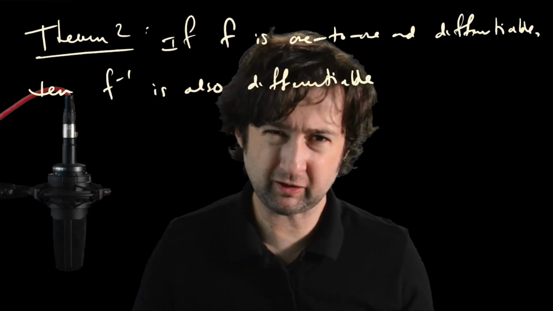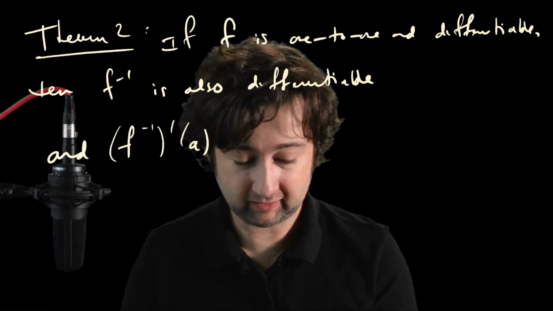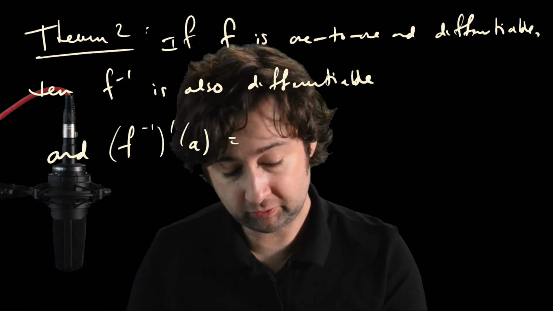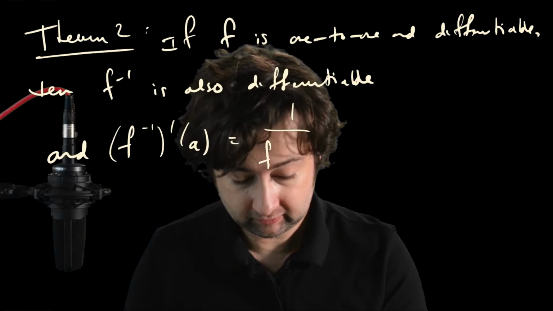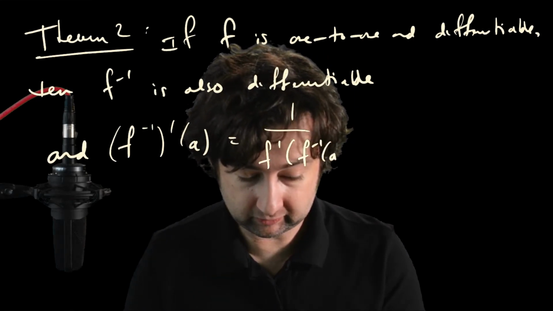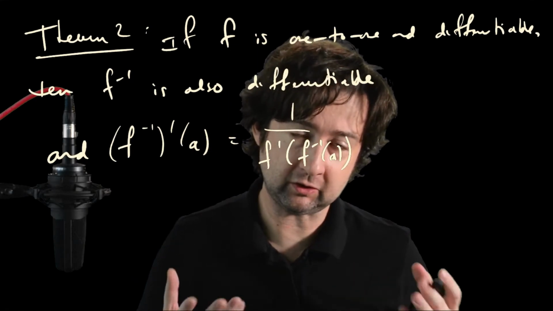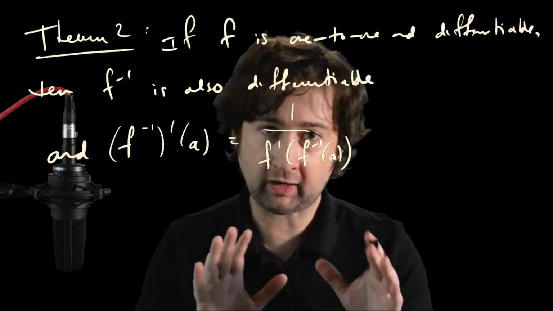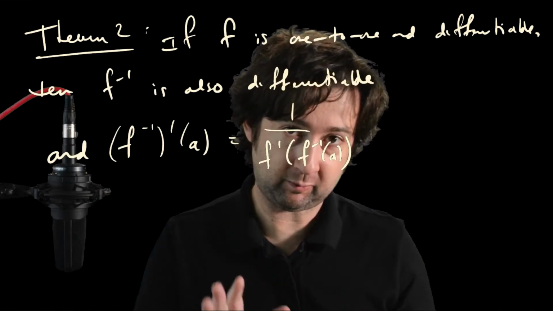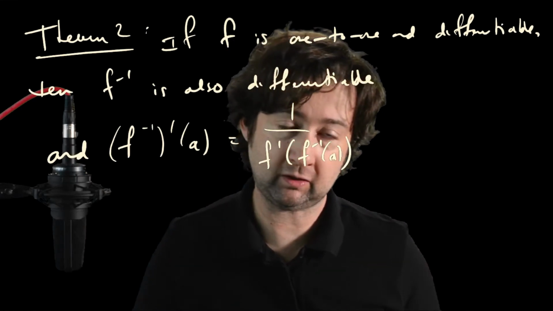And you get this weird looking formula, f inverse prime of a, that is the slope of the graph of f inverse at a, is equal to 1 over f prime evaluated at f inverse of a. This is a strange looking formula, but it's actually easy to justify if you look at what the graphs imply about the slopes of f and f inverse. So before I show you how to prove this formula, I'm going to give you an idea of where it comes from.